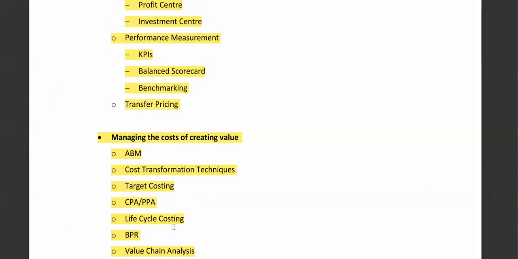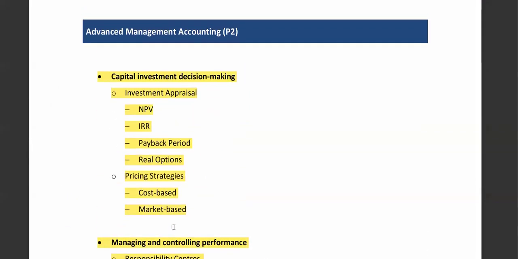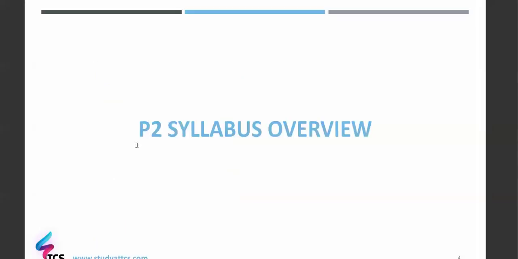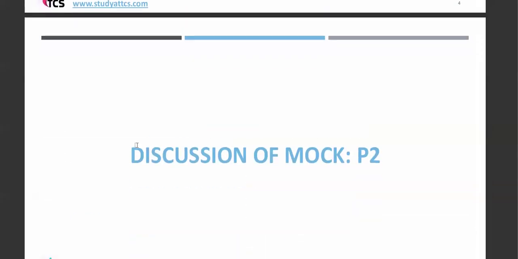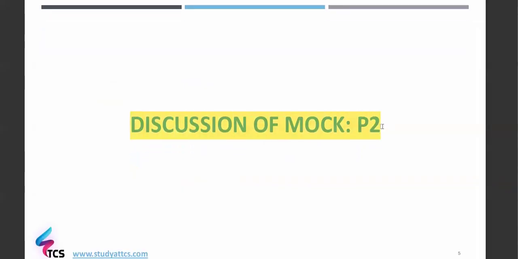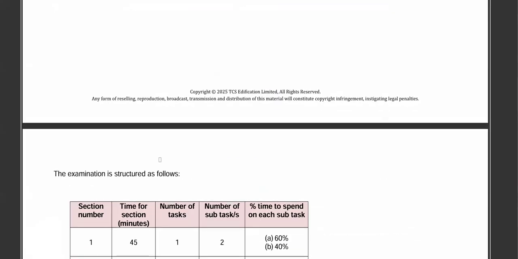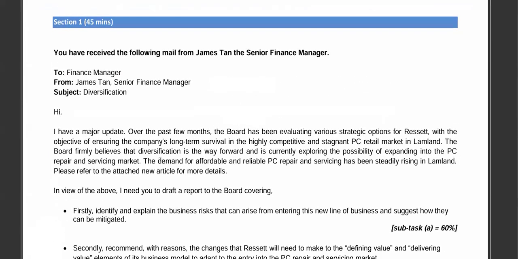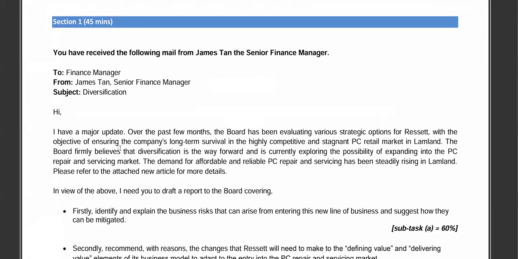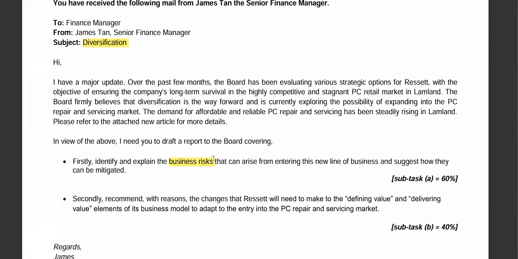So that's about it, an outline of the syllabus areas. And let's move on to the next item in the session, that is the discussion of a mock exam task. So let's refer back to mock exam 1, which is what we've been discussing throughout this series of webinars and workshops. You would recall that in the first section, we looked at a diversification scenario, and you were tested on the business risks and mitigation. So Nick discussed this in the answering technique webinar.